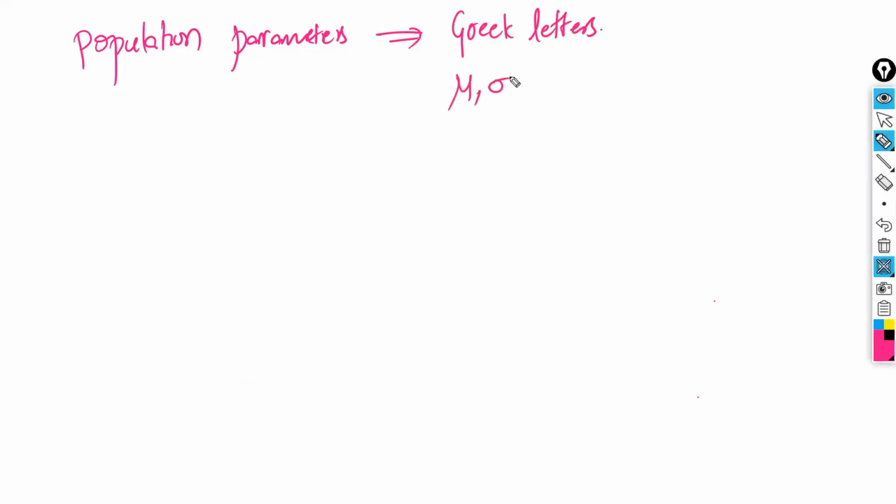Mu, sigma squared, and so on, which are Greek letters. Whereas sample statistic values, whatever sample statistics we have, are represented by English letters. Now, mean is equal to the sum of the data points divided by the number of data points.